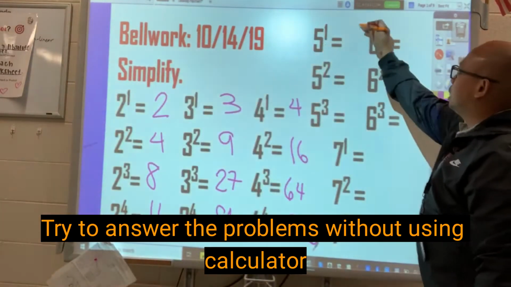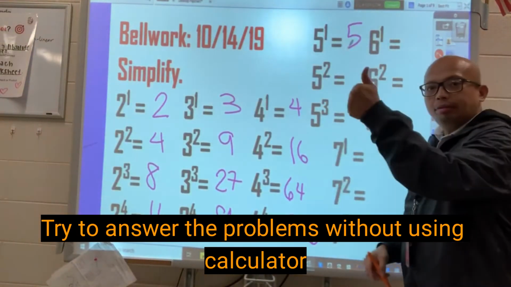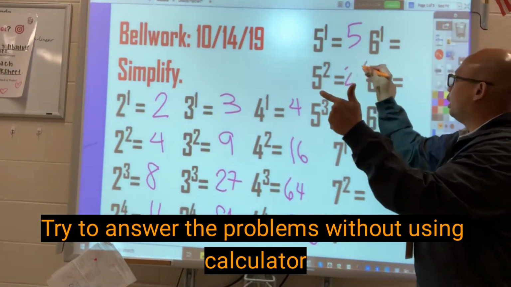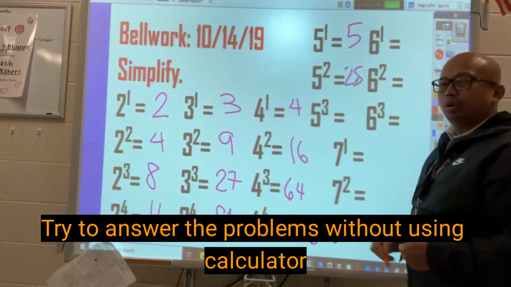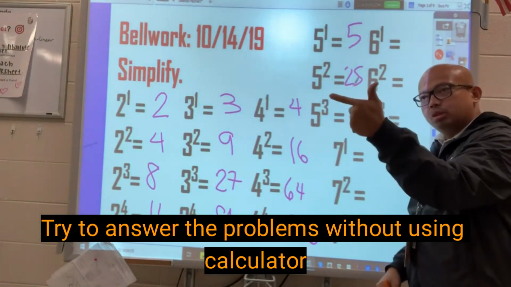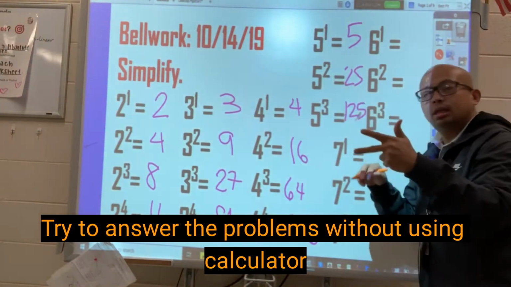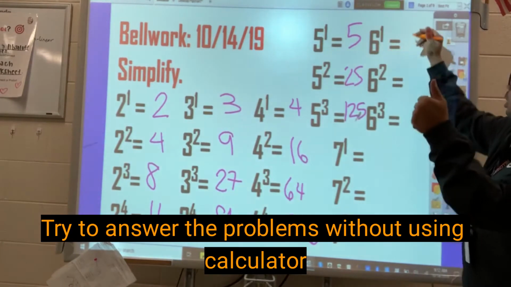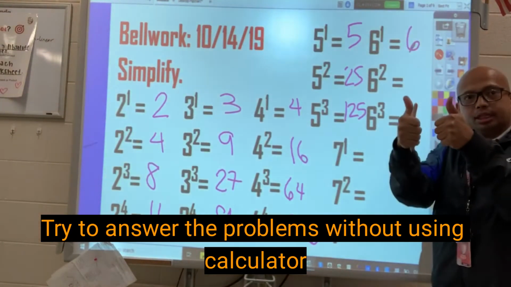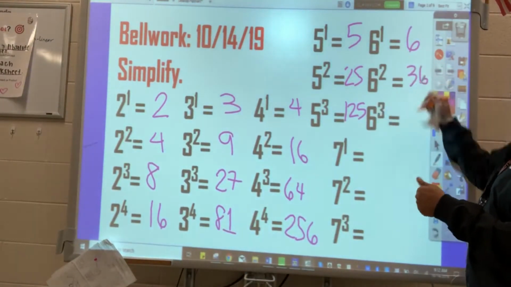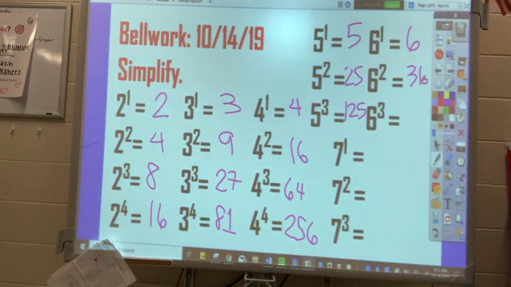5 to the 1st power is 5. 5 to the 2nd, 5 times 5, it's 25. 5 to the 3rd is not 15. 5 times 5 is 25. Times 5 again, it's 125. Am I right, guys? Yep. 6 to the 1 is 6. 6 squared, 6 times 6 is? 36. 6 times 6 times 6 will give you? 216.